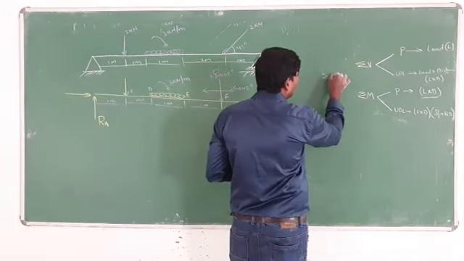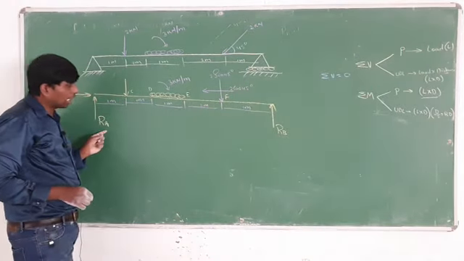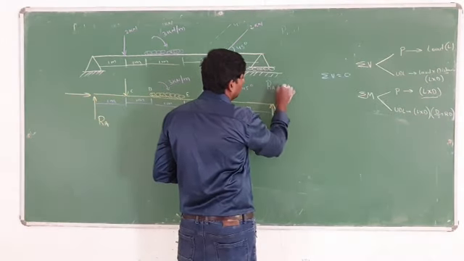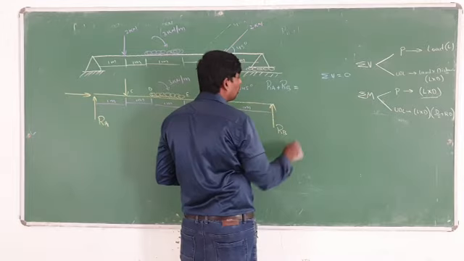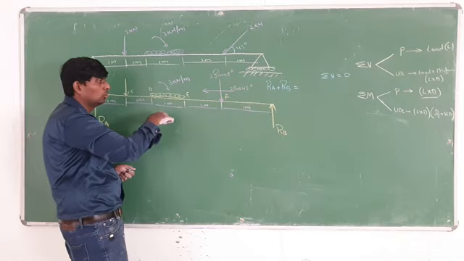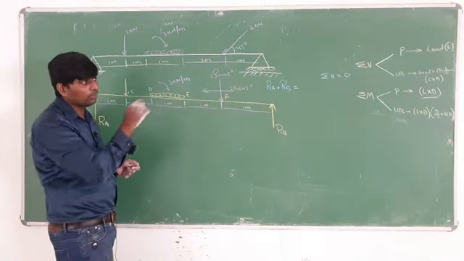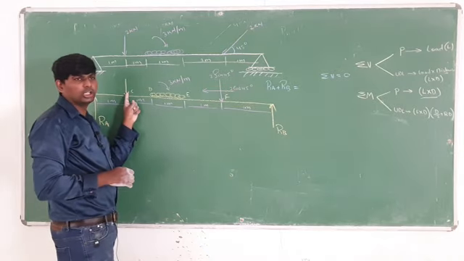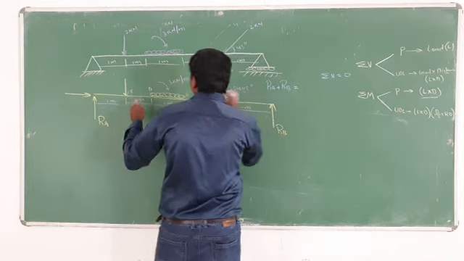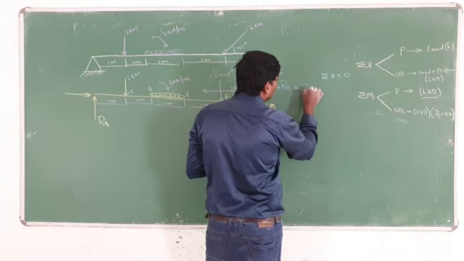Sum of vertical forces is equal to 0. How many forces are going upward? RA, RB. So RA plus RB is equal to the forces going downward: 1, 2, 3. What are we finding? In that, which type of load is it? For a point load, what is the formula? Load. How much load is there here? 2 kilonewton. So I will write here 2.